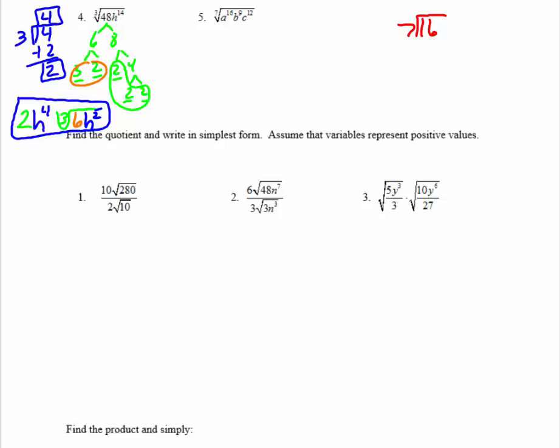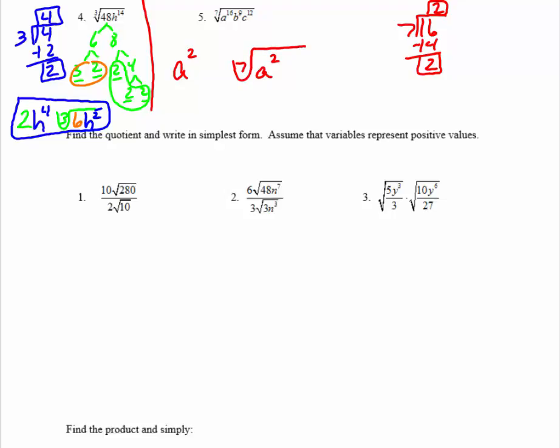7 can go into 16 2 times. 2 times 7 is 14 with a remainder of 2. So what does that mean? Well, that means 2 of the a's, a squared comes out, and with the remainder of 2, a squared is left underneath. So a squared comes out, leave a little bit of space, and a squared stays underneath.